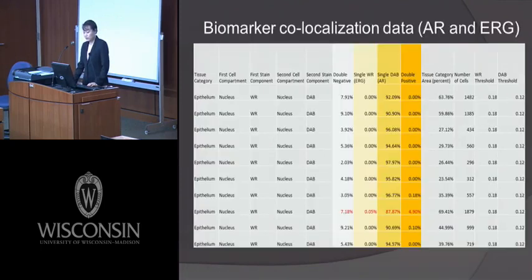The third experiment I did is to look at AR and ERG co-localization status. You can see these four highlighted columns. Just use this as an example. You can see 7.1% double negative, close to 0 single ERG positive, 88% AR positive, and about 5% double positive for both AR and ERG.